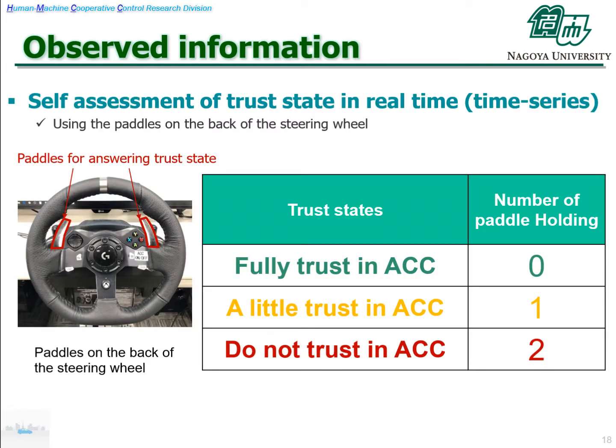Meanwhile, the trust state of the driver was evaluated by the driver himself in real time. Note that the trust data is continuous, time series data. Maybe you have a question: how did we get that? We asked participants to evaluate their trust state by using pedals on the back of the steering wheel. No touch means fully trust in the ACC, holding any one of the pedals means a little trust in the ACC, and holding both of the pedals means do not trust in the ACC. For example, if you don't trust the ACC, you have to hold both of the pedals until your trust changes.